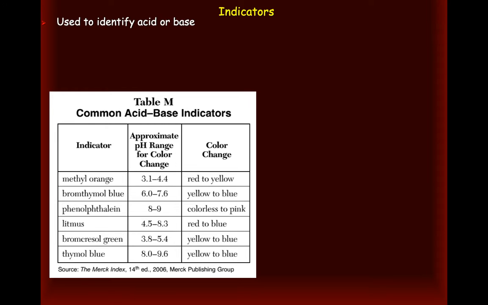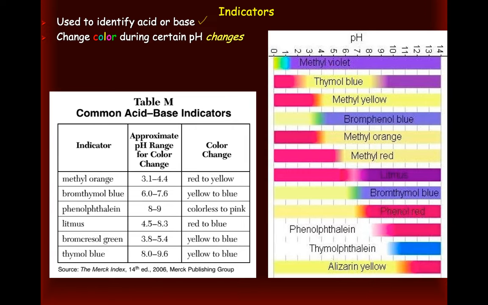All right. So a couple things. They are used to indicate acids or bases. They are colors, pigments that we get from plants and other substances. They change color during pH changes, and the key is they change color during the pH changes. That's important to know. And that's when they're most useful.